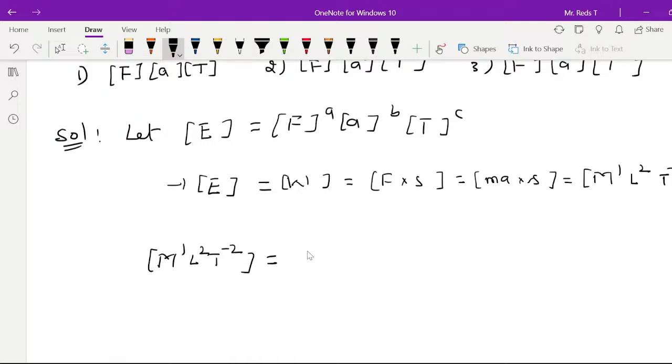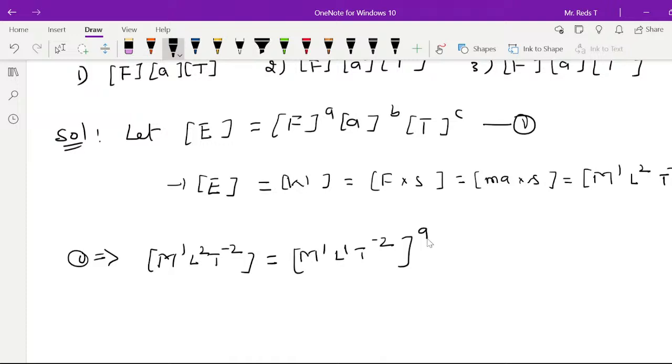And F, force, because F is equal to m into a, we have to take its dimensional formula as m power 1, L power 1, T power minus 2. Mass into acceleration. Mass, m power 1. Acceleration, as its unit is meter per second square, meter means L power 1, per second square means T power minus 2 whole power. If you say this equation 1, if you follow, you'll understand this.